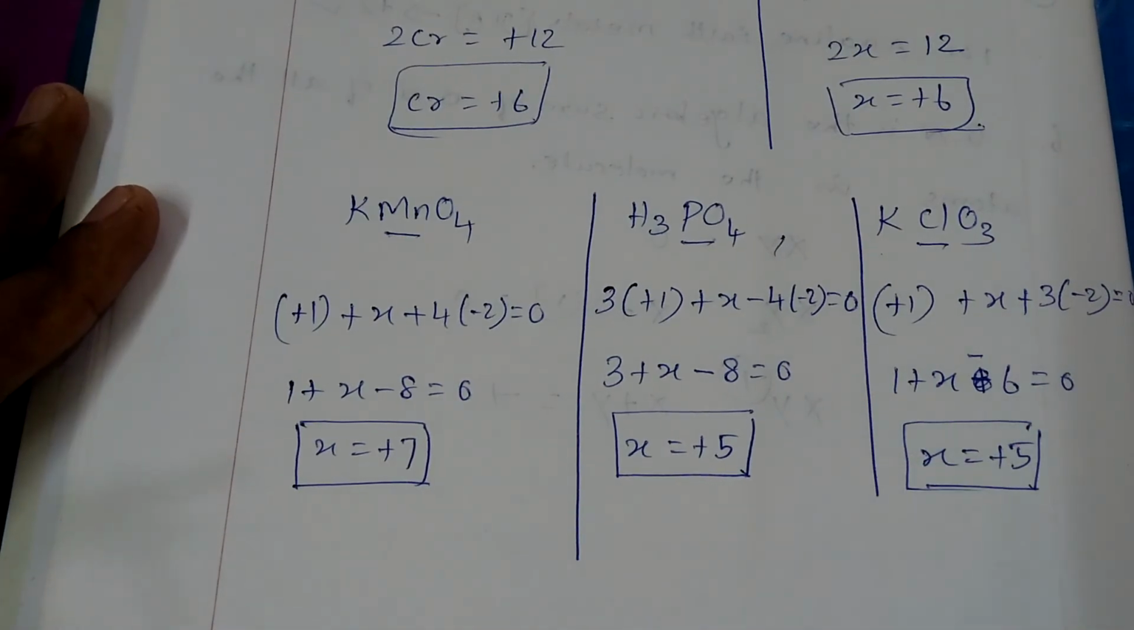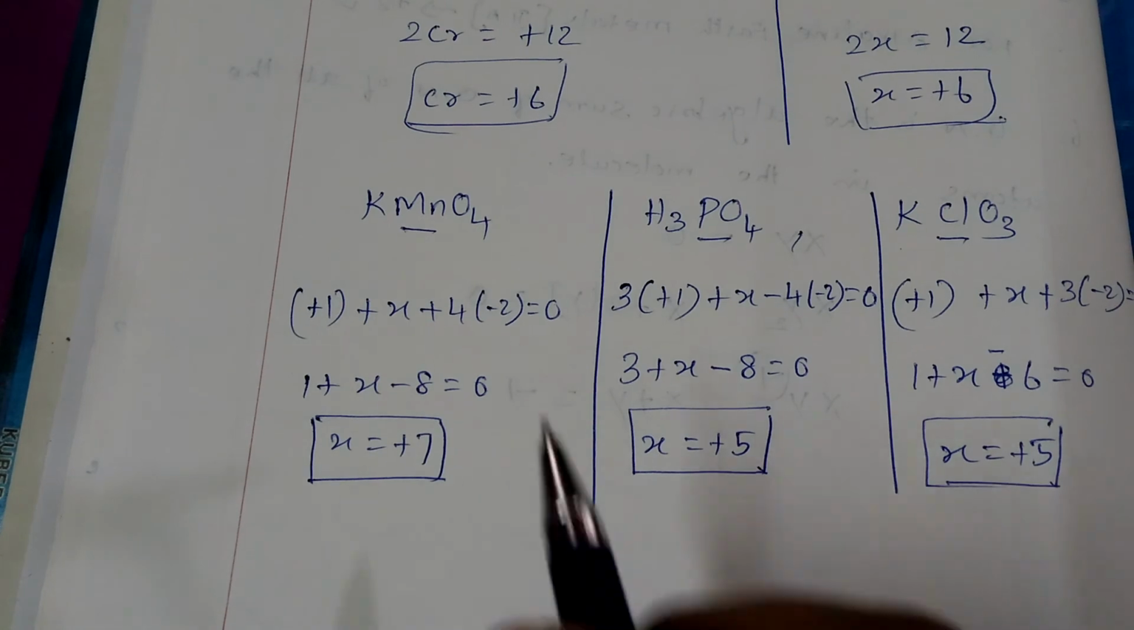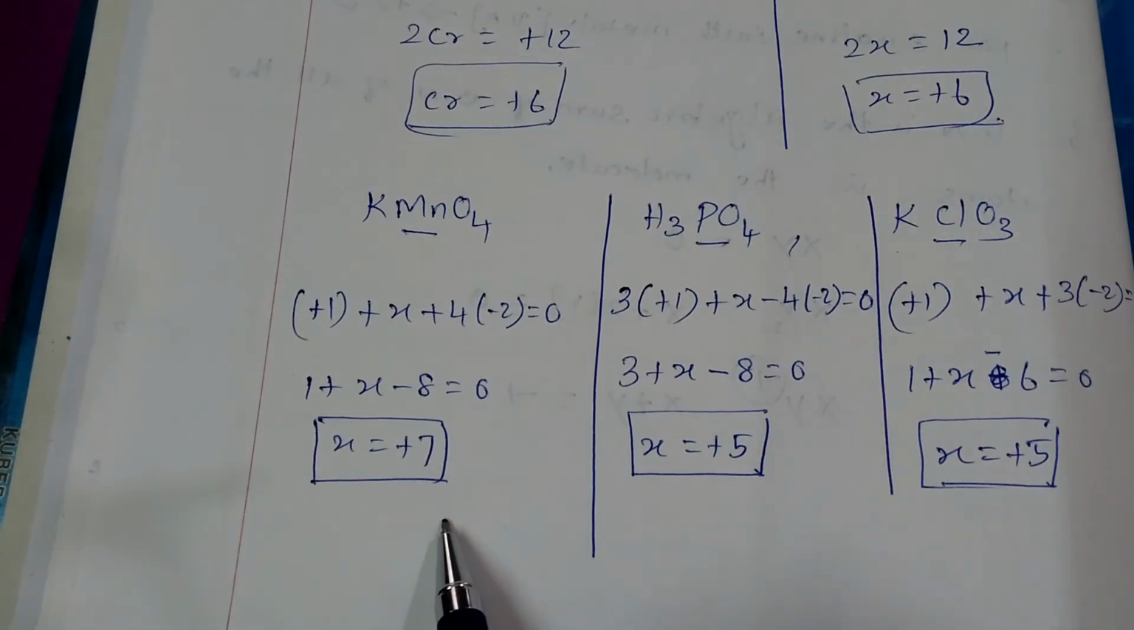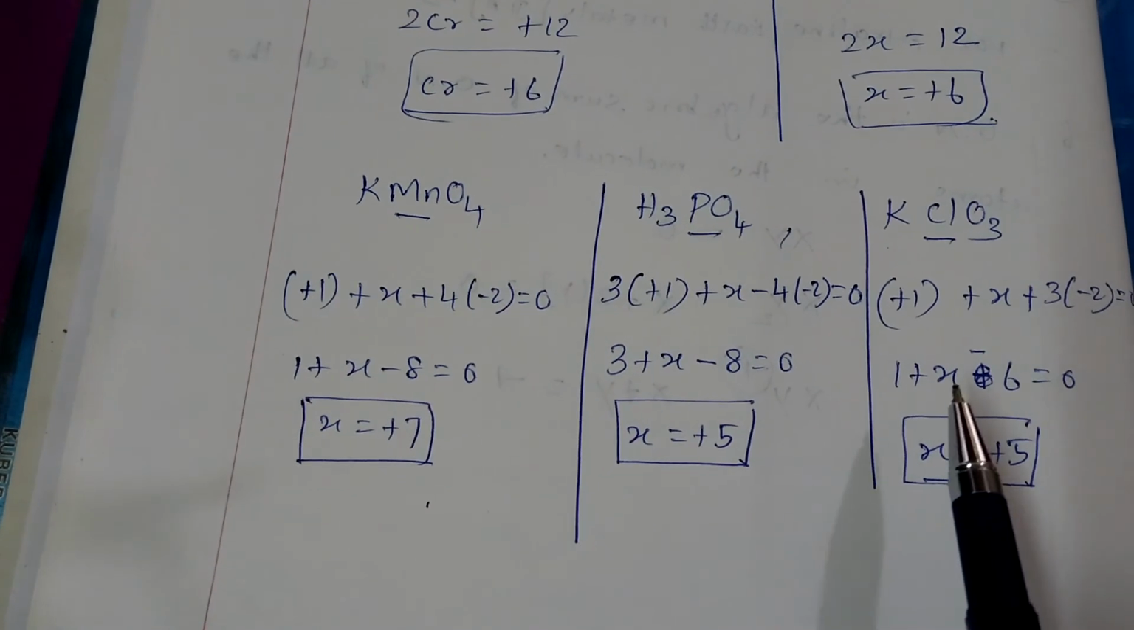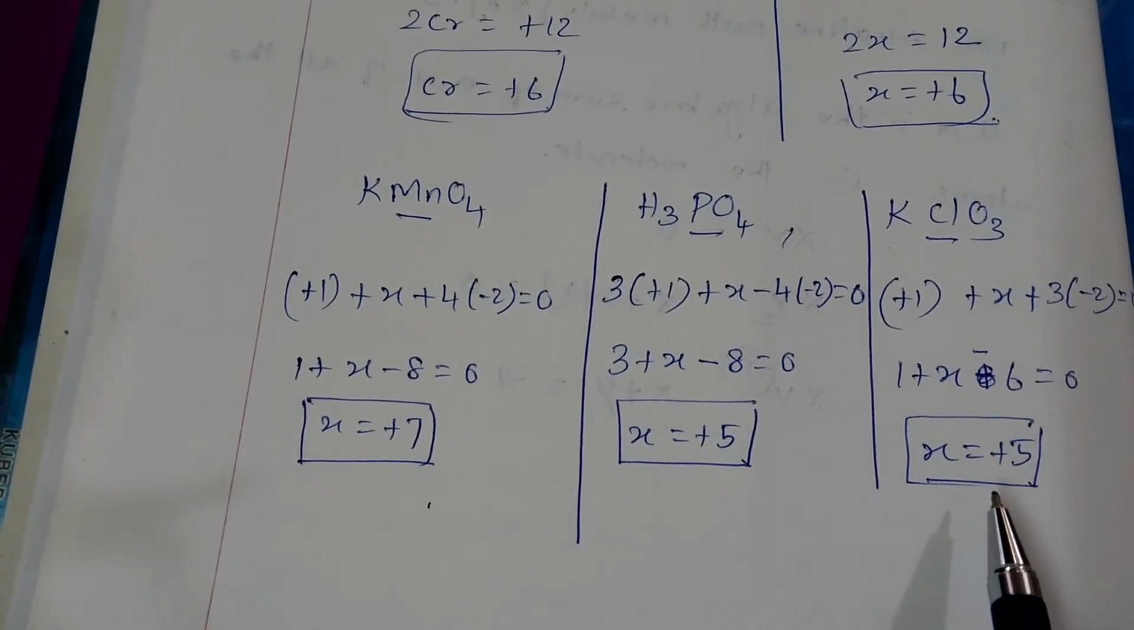I hope you would have completed. Please check your answer, children. In KMnO4, the oxidation number of Mn is +7. In H3PO4, the oxidation number of phosphorus is +5. In KClO3, the oxidation number of chlorine is +5.